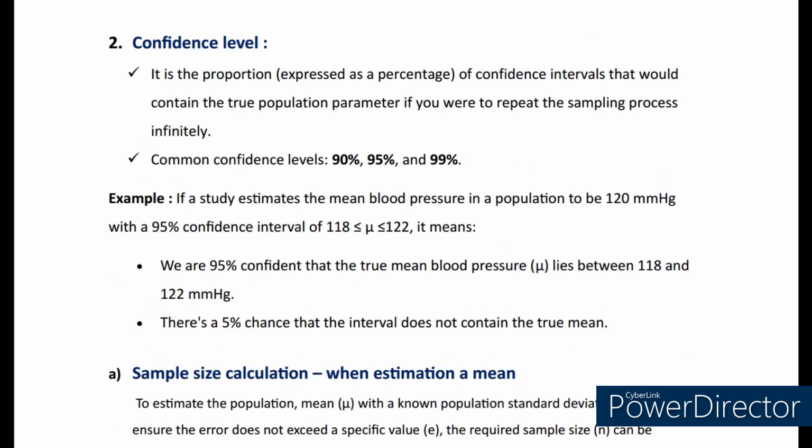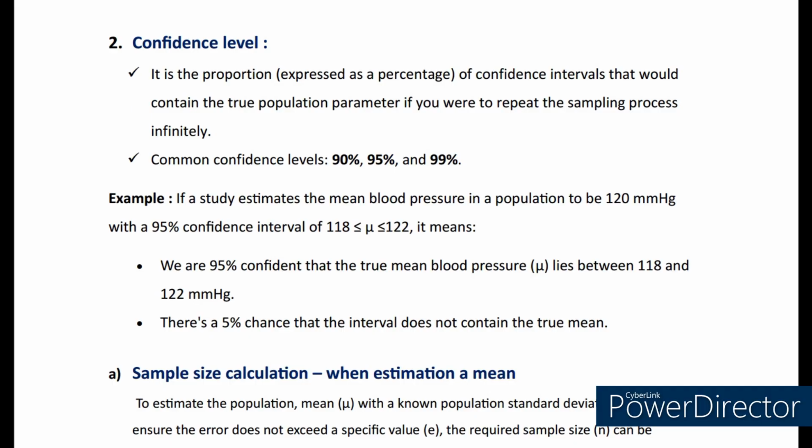So now coming to the next term, that is confidence level, which I already discussed in my other videos, but I'll just go through it. It is the proportion of confidence intervals that would contain the true population parameter if you were to repeat the sampling process infinitely. In simple words, this gives us a range, a lower limit and upper limit between which the true population mean will fall. Okay, so it's usually expressed in percentage. We all know, right? 90%, 95%, and 99%.